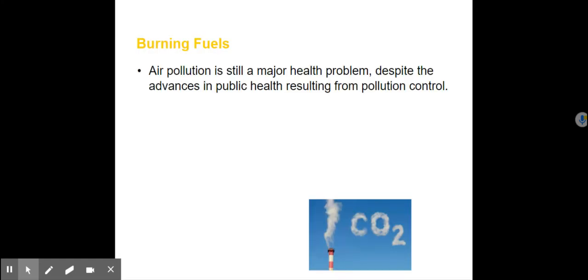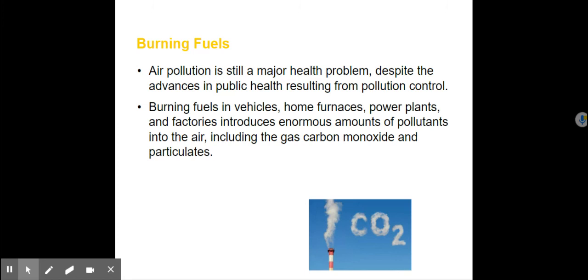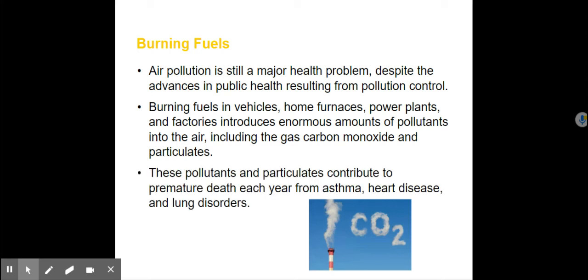Burning fuels. Air pollution is still a major health problem, despite the advances in public health resulting from pollution control. Burning fuels in vehicles, home furnaces, power plants, and factories introduces enormous amounts of pollutants into the air, including the gas carbon monoxide and particulates. These pollutants and particulates contribute to premature death each year from asthma, heart disease, and lung disorders.